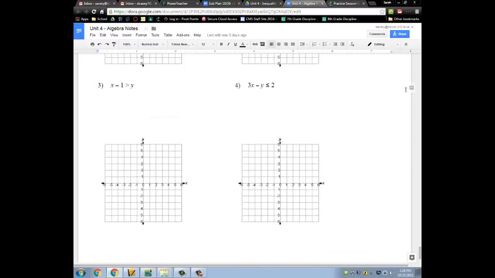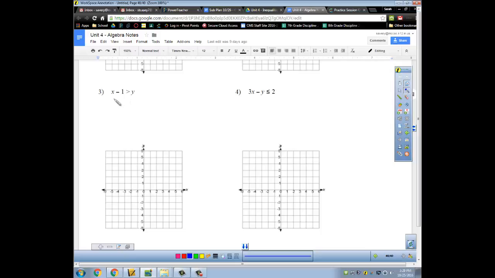Number 3, I like to write this with y first. I'm going to switch this around to say y is less than x minus 1. So my m is 1, which is also 1 over 1. My b is -1. So I start at -1, and I go up 1 over 1. Since it's just less than, there's no line underneath, so this is a dotted line. Again, it doesn't have to be perfect. And it says y is less than x minus 1, so I want numbers that are less than my line, so towards the negatives.